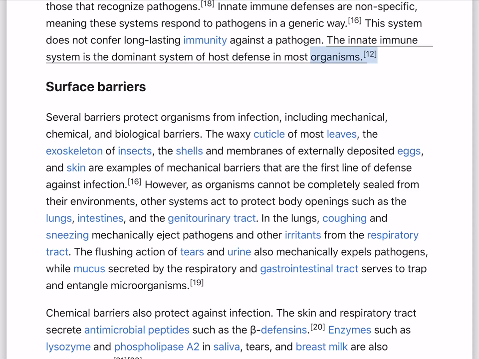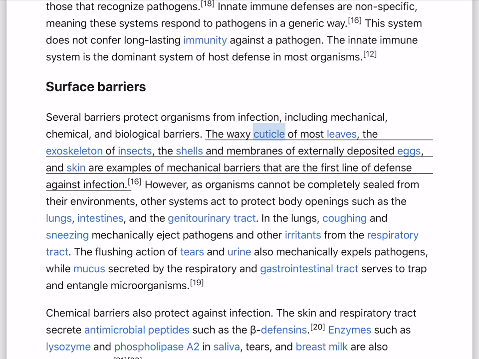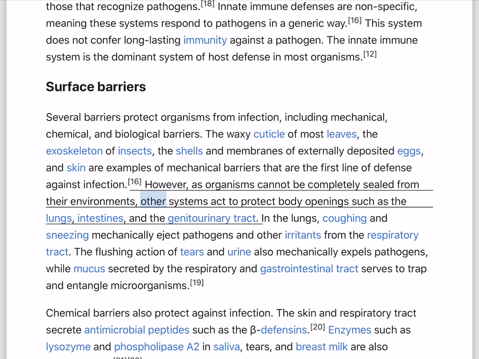Surface barriers. Several barriers protect organisms from infection, including mechanical, chemical, and biological barriers. The waxy cuticle of most leaves, the exoskeleton of insects, the shells and membranes of externally deposited eggs, and skin are examples of mechanical barriers that are the first line of defense against infection. However, as organisms cannot be completely sealed from their environments, other systems act to protect body openings such as the lungs, intestines, and the genitourinary tract.